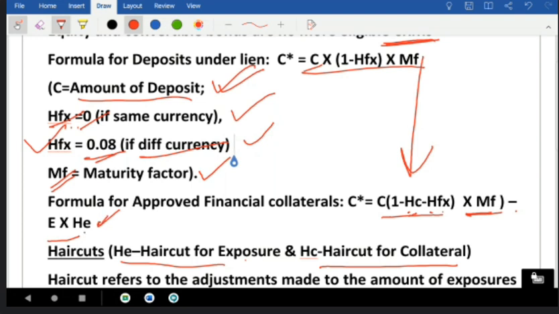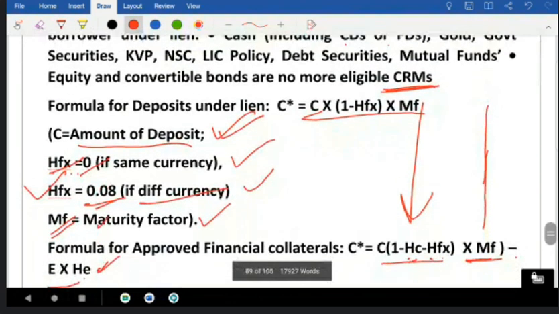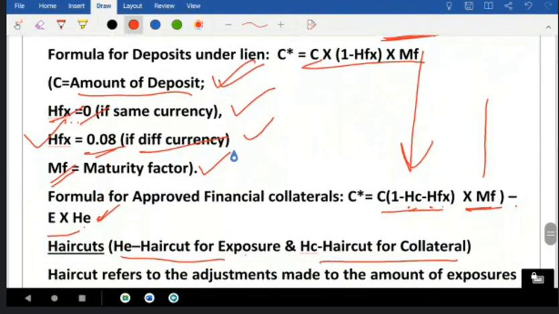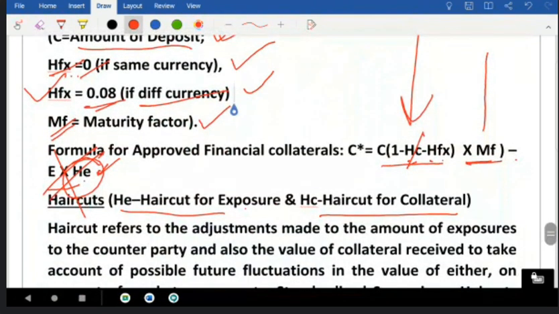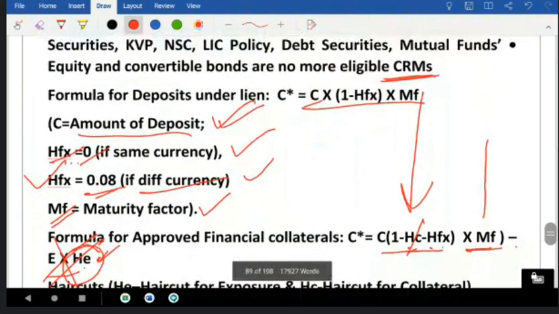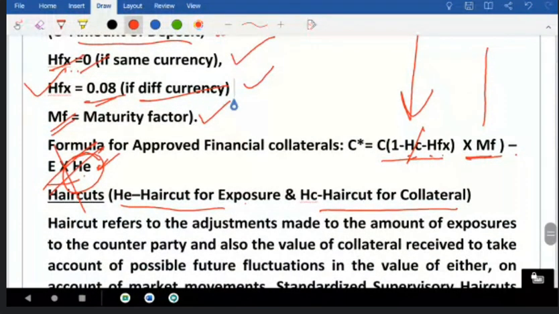Okay, now come to the first formula. If deposit under lien is there, that means no haircut, so this term will not be here. Because the deposit is under lien, HC, the haircut on collateral, will not be there, because your deposits are 100% secure. So from the first you can derive the second, and from the second you can derive the first formula. So you have to remember the second formula. This is very, very important.